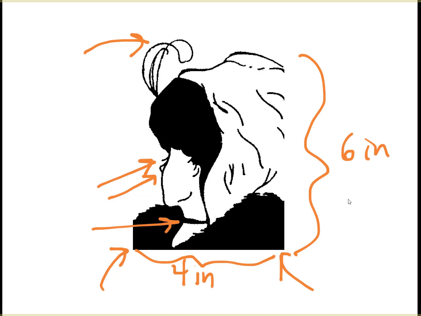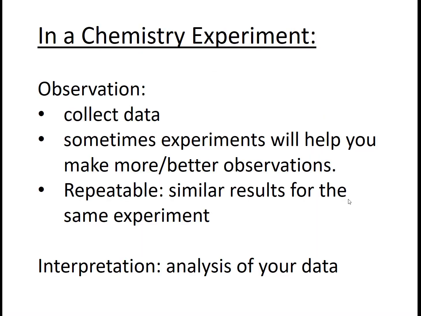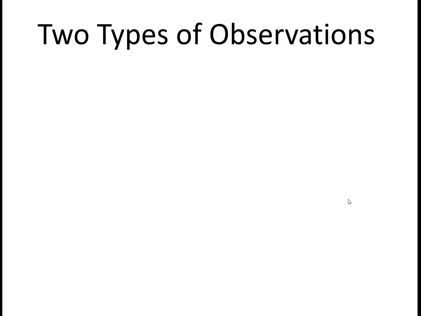The point is, I want you to make observations first and then make interpretations. Both are important in science. It's important that we make sense of what our data looks like, but it's important to collect the data first. So in a chemistry experiment, collect your data, and sometimes you do have to do some experiments to help you make better observations. And hopefully those observations will be repeatable. So you should get similar results for the same experiment. And again, interpretation is analysis of your data. So looking at your data, looking to see how it makes sense to you.